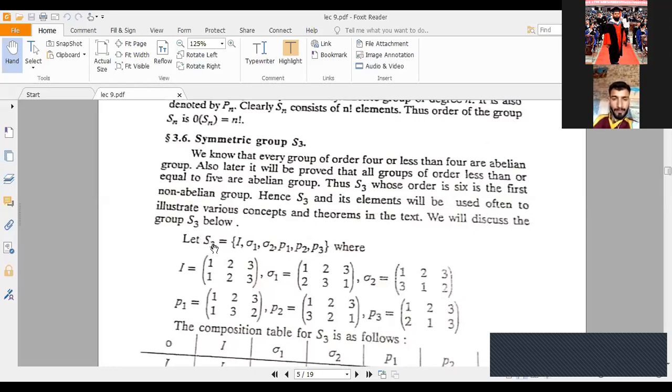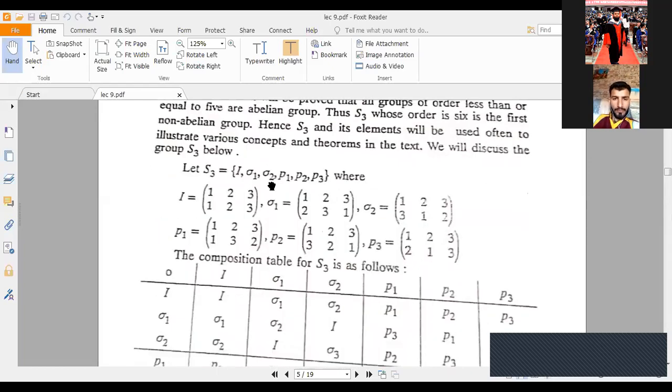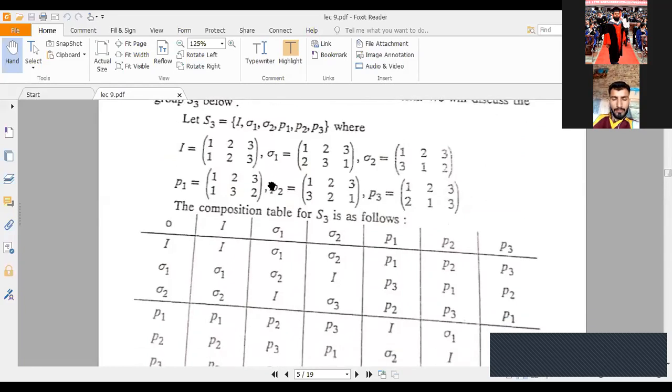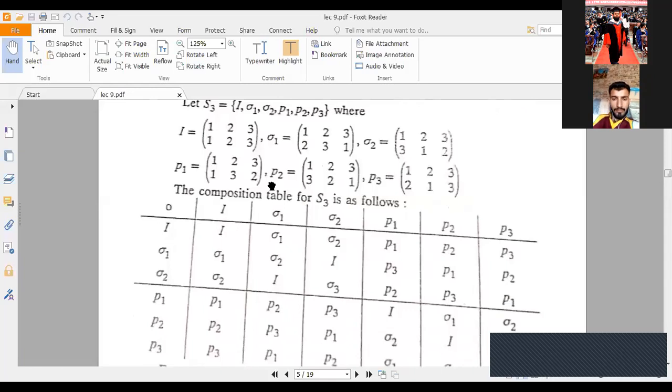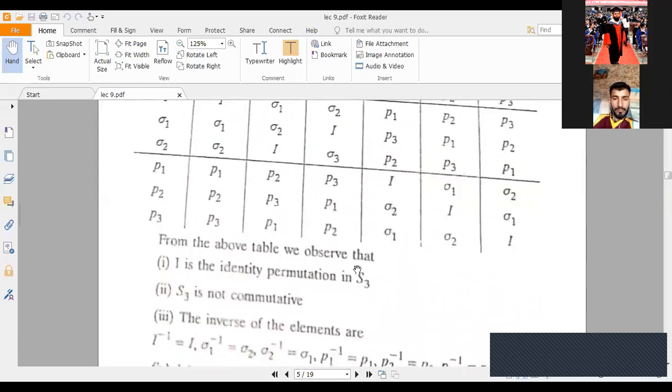Then S sub n means there are 6 permutations: identity, which you can call delta 1 or any symbol, P1, P2, and P3. Now we have 6 different permutations formed from X whose 3 elements are 1, 2, and 3. Now see here, these permutations are all different. Now using a composition table or Cayley table, you can prove that this is a group. If you multiply, it means a Cayley table of 36 elements, multiply 36 permutations, first multiply by identity, then multiply by sigma 1, then by sigma 2. You can practice it. Now from the above table, we can see identity is a permutation in S3.